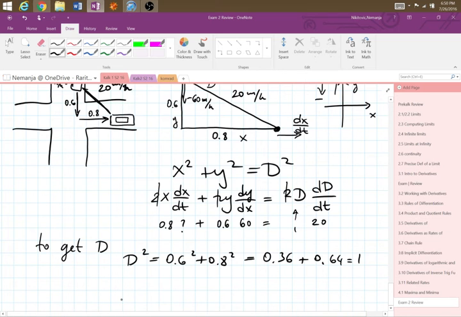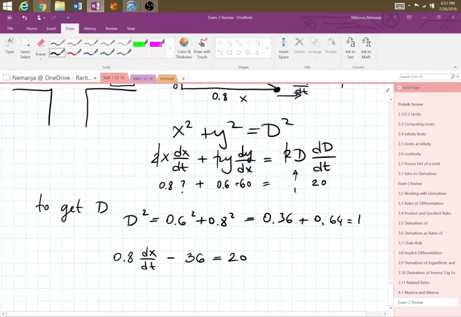And 0.8 dx/dt plus 36 is equal to 20. I'm sorry? Are we making it 60 or negative? Oh, yeah, minus. You're right, minus, because 60 is negative. I forgot to put the minus there. Yep. And all I have to do now is add 36 to the other side. I get 56, and then 0.8 gives us 70.